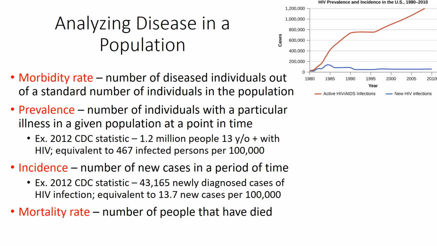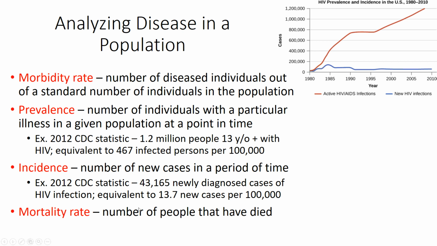All right, so moving on into some important terminology, let's look at how we can classify diseases based off of how they are affecting a population. There's two almost opposing terms, and that would be this first term, morbidity rate, and the last term on this slide, mortality rate. The morbidity rate is the number of diseased individuals out of a standard number of people within a group. So the morbidity rate is really how many people have a disease in a particular area. The mortality rate is going to be the number of people that have died from the disease.